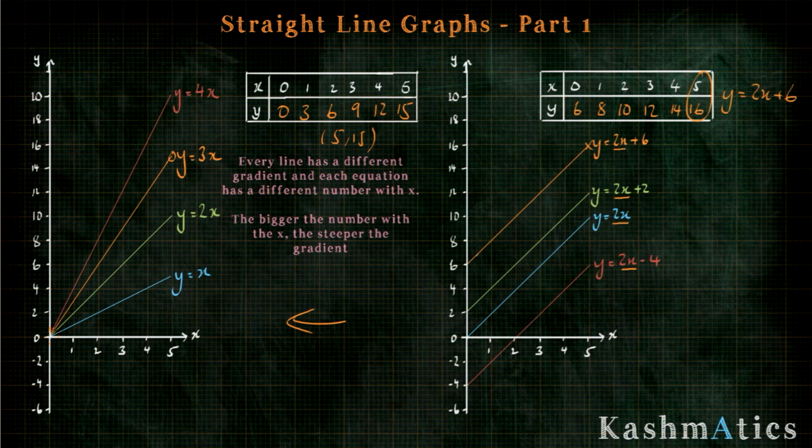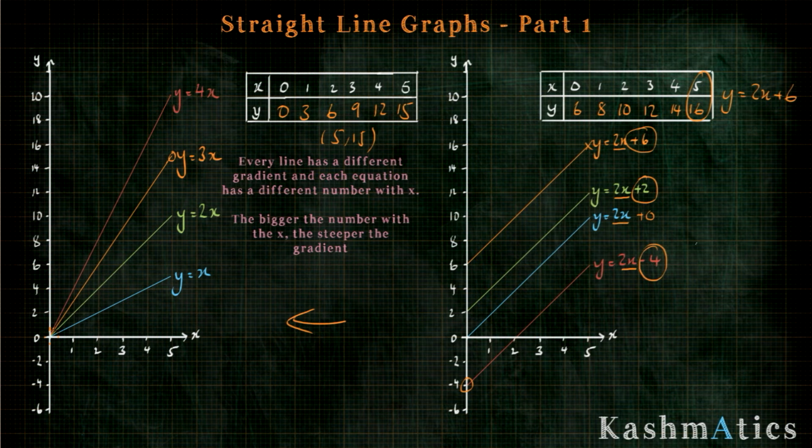But they've also got a different point at which they hit the y-axis. So although the lines are parallel, they're not in the same position. This top line hits at 6, and we can see this equation has a plus 6. The next one hits at 2, and this has a plus 2. This one hits at 0, and in fact I've got a plus 0 here, which I just don't bother writing. And this one hits at minus 4, and I've got a minus 4 in the equation.